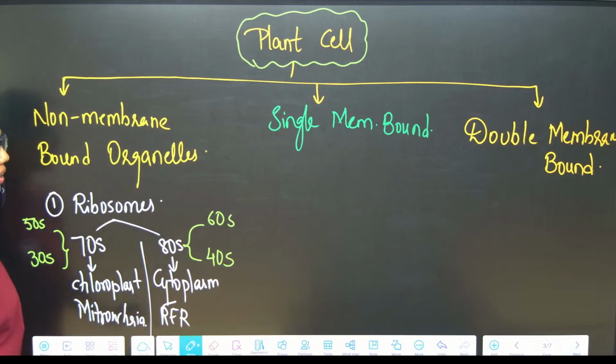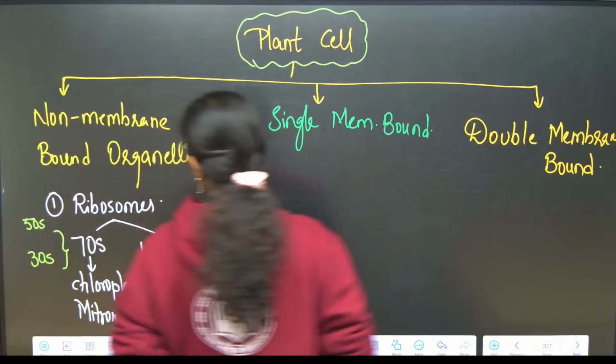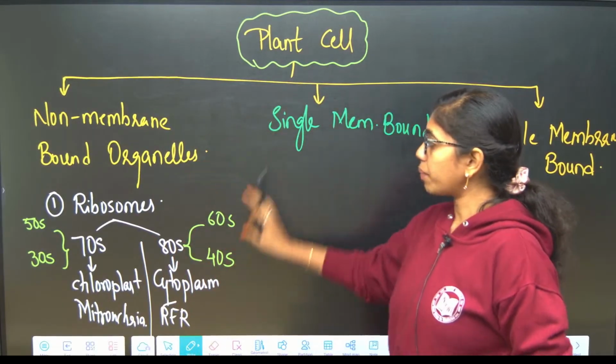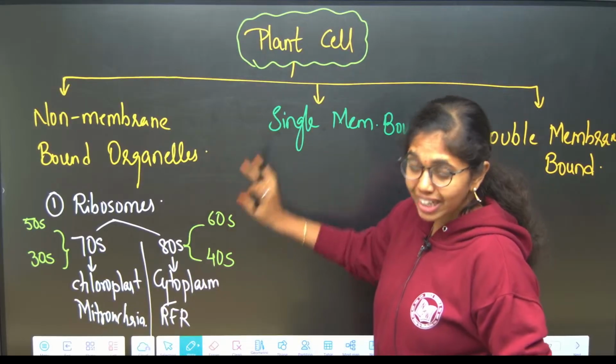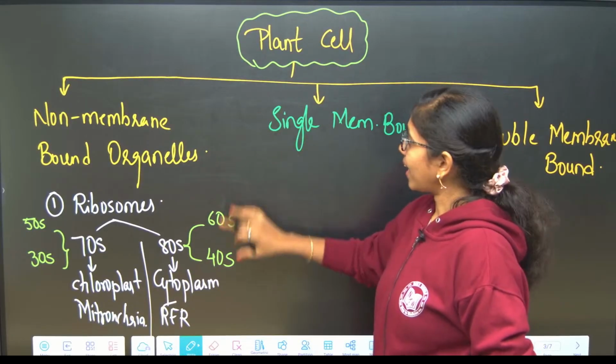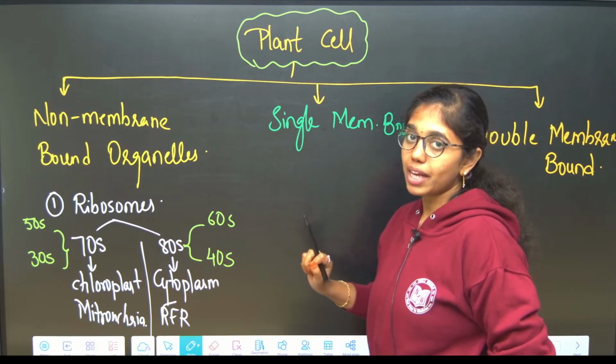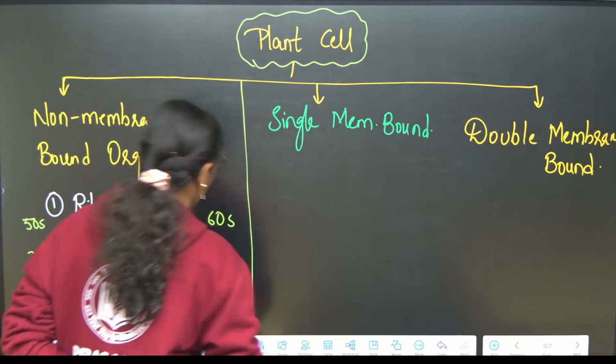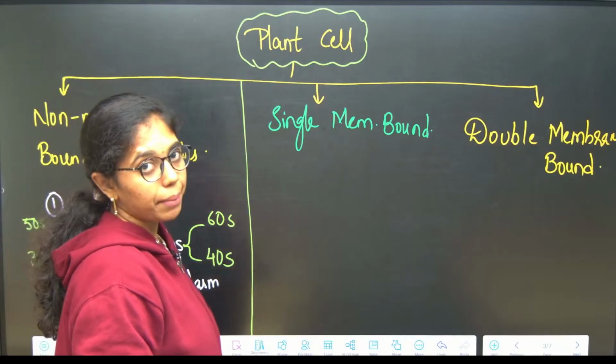In these two organelles, 70S ribosomes are present. This is the complete description about the ribosomes which are present in the plant cell. These are the only non-membrane bound organelles that are being observed in the cytoplasm of a plant cell, and in chloroplast and mitochondria.